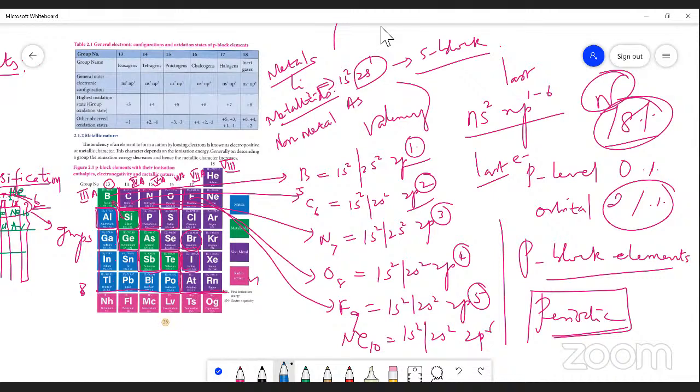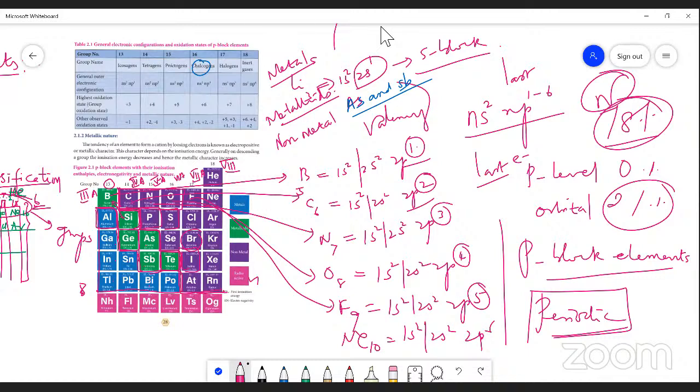The point is, aluminium is a pure metal, along with gallium, indium, thallium. And the Latin names of these groups are icosogens, crystallogens, pnictogens, chalcogens and halogens. Chalcogens are nothing but ore producing elements, and halogens are salt producing elements. And the last group is called inert gases.